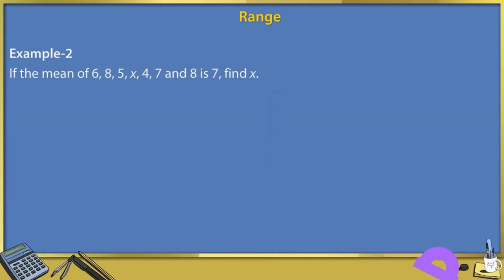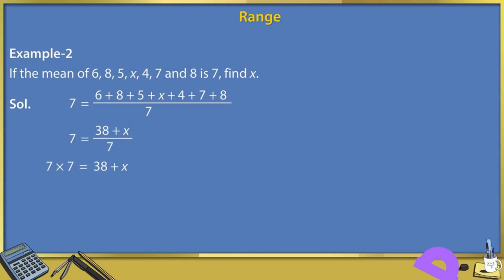Example 2. If the mean of 6, 8, 5, x, 4, 7 and 8 is 7, find x. Solution. 7 is equal to (6 plus 8 plus 5 plus x plus 4 plus 7 plus 8) by 7. 7 is equal to (38 plus x) by 7. 7 into 7 is equal to 38 plus x. 49 minus 38 is equal to x. Therefore, x is equal to 11.